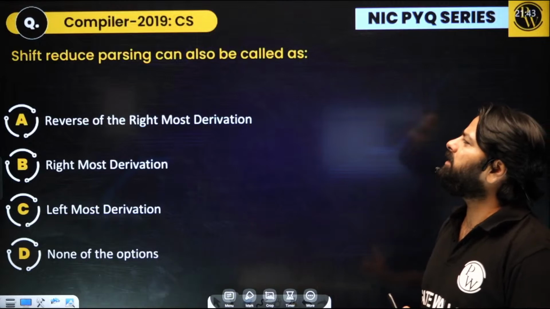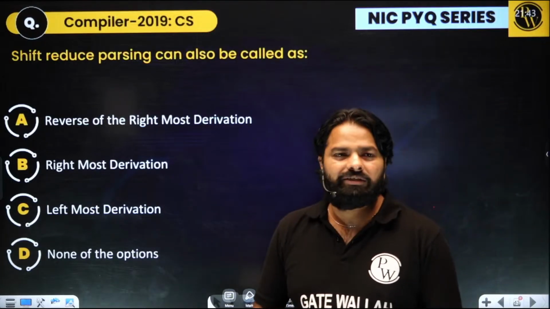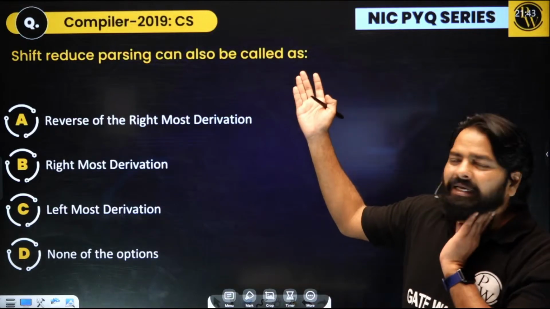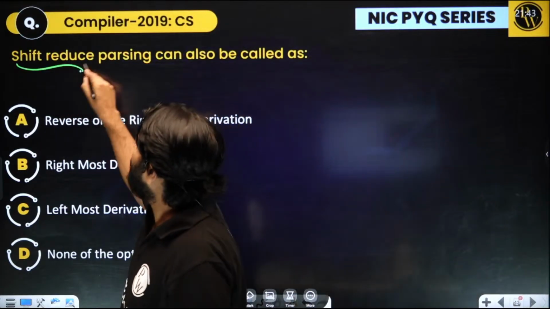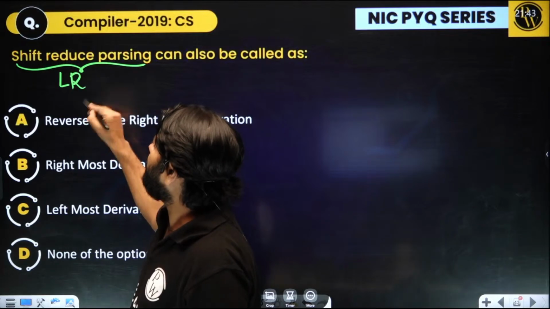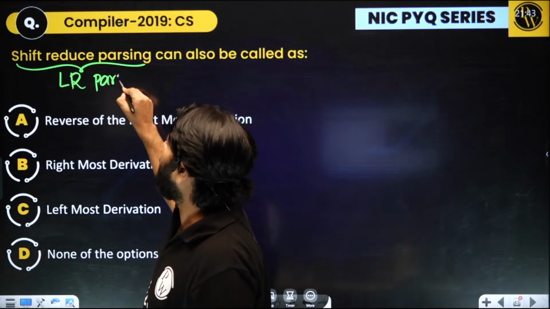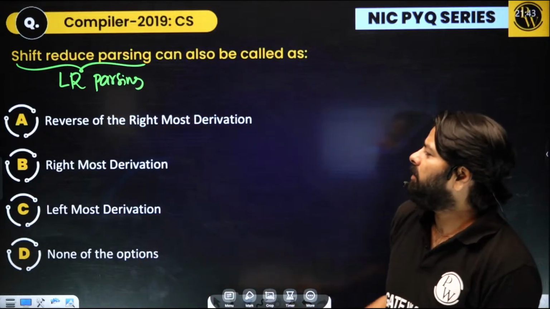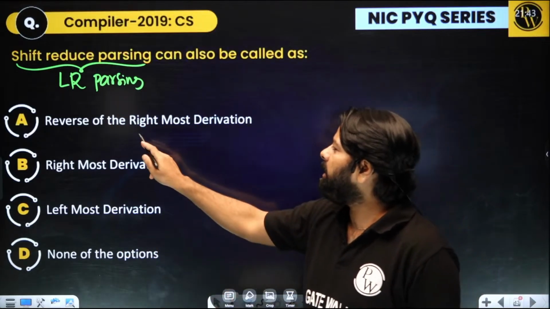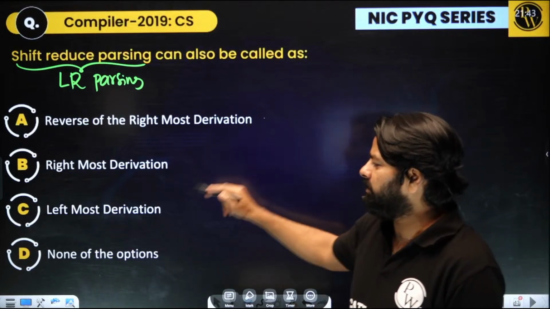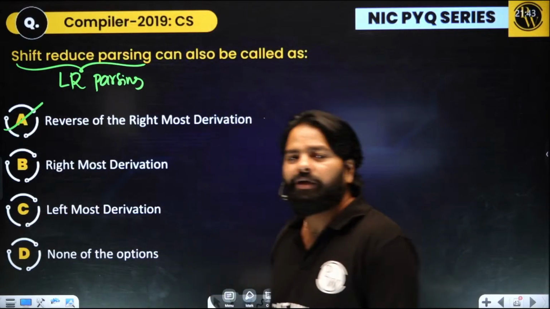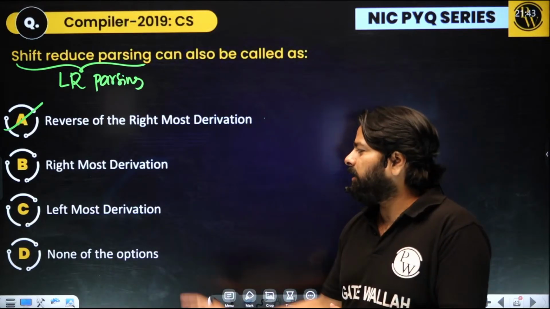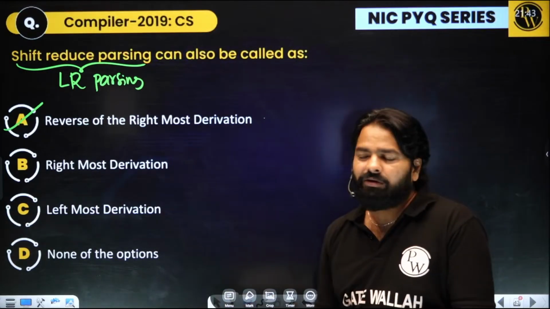So SR parsing can also be called as... or just could be very easy. I think no need for a timer for this. SR is also called as what? The LR. You can use the LR parsing concept because these two belong to the same category, right? Now, which derivation do they follow? Reverse of the rightmost derivation. So we simply choose A. But if they really ask top-down parsing or LL parser, then you go for leftmost derivation. Okay.